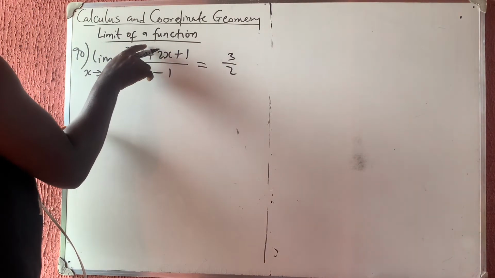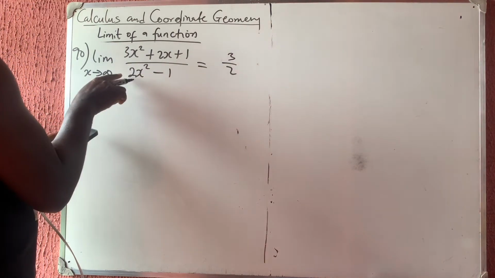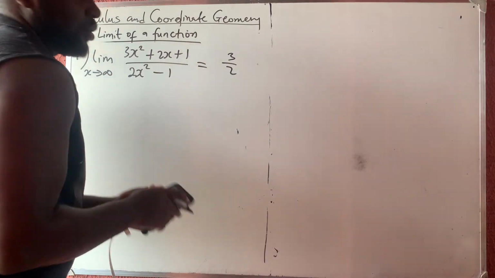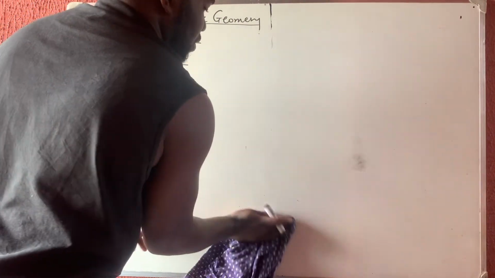Yes, because the highest power is squared, the coefficient is 3. I will take it over. The highest power is equally squared again, the coefficient is 2. I'm taking it. So 3 over 2. But let me show you how to solve it in case you have a theory question.